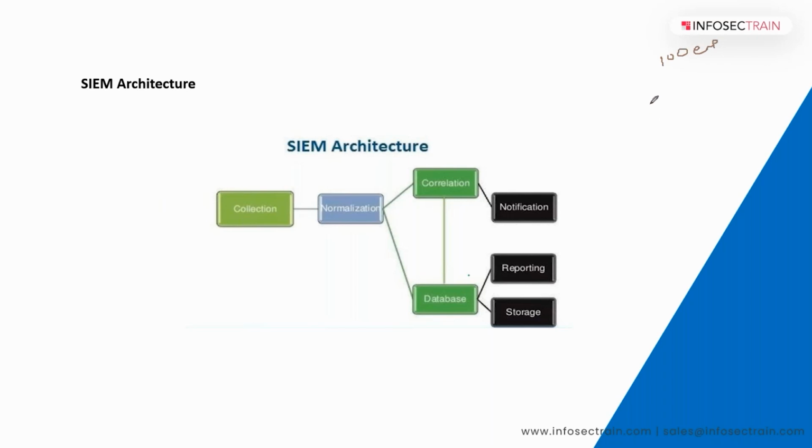So we have different security devices, like a firewall. Along with that, we have antivirus. Along with that, we have IPS. Along with that, we have HIPS as well. Okay, so these are my security devices. Now we have some network devices as well.